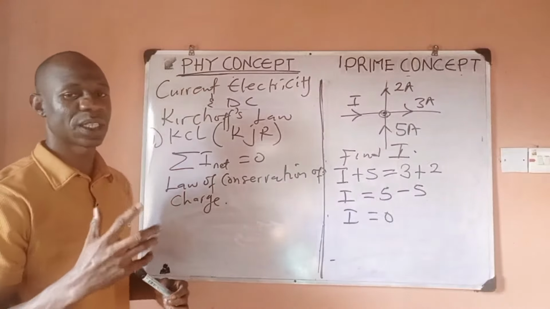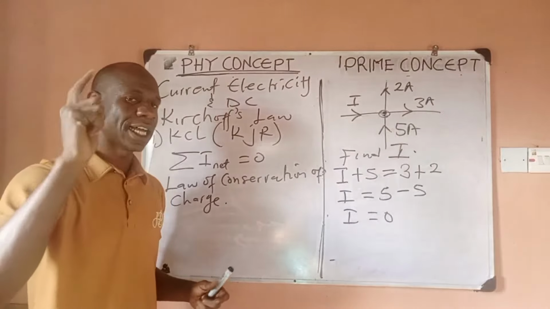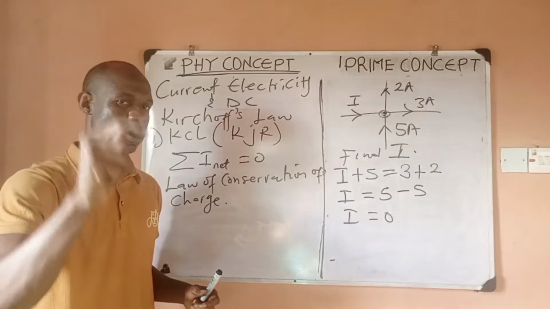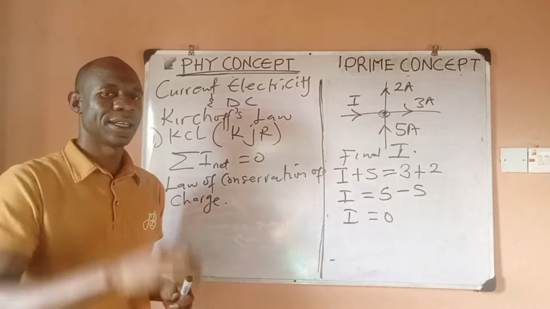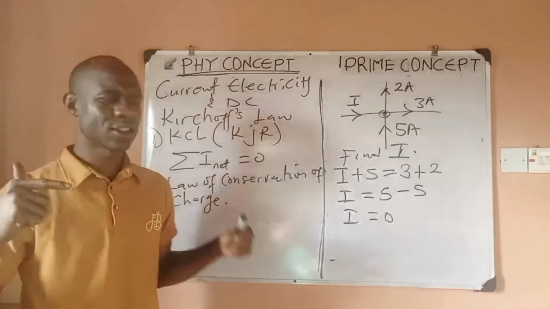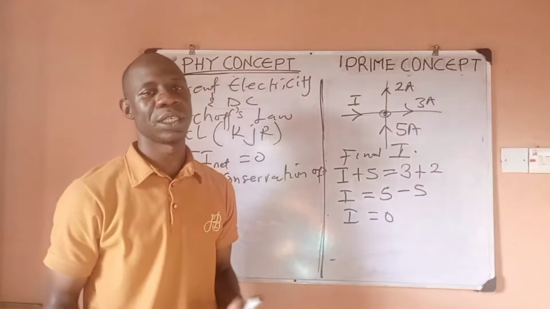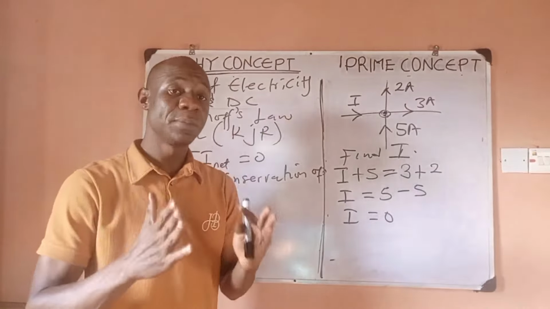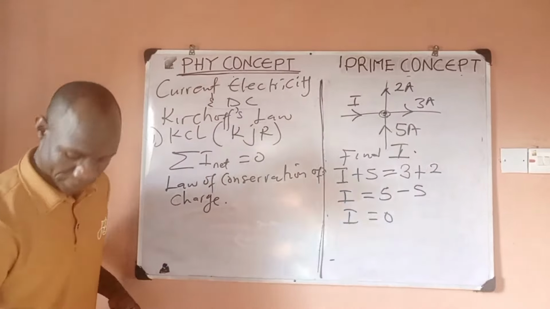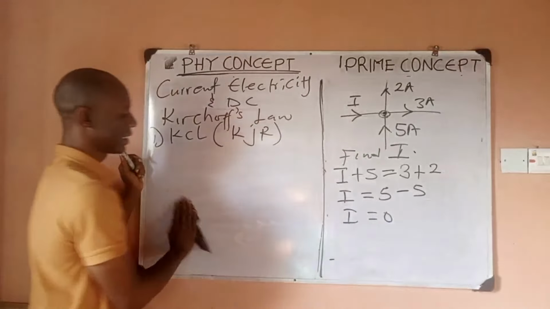So what I was trying to explain is that at every point in time, there is current at a junction, either coming in or leaving. There is no time where there is no current. But at every point in time, there is 0 net current. Take note of that. So that is the first Kirchhoff rule, KCL.